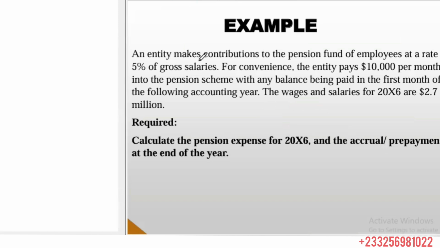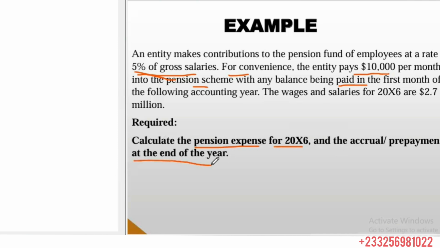Okay. So it says an entity makes contribution to the pension fund for employees at a rate of 5% of gross salary. For convenience, the entity pays 10,000 per month into the pension scheme with any balance being paid in the first month of the following accounting year. The wages and salaries for 20XX are 2.7 million. Required: calculate the pension expense for 20XX and the accrual or prepayment at the end of the year.